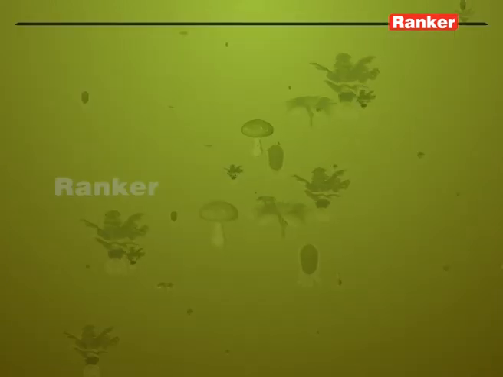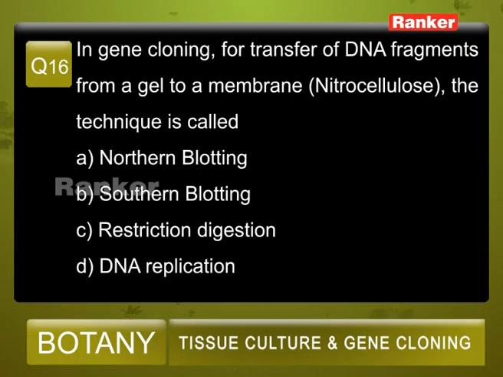Question number 16. In gene cloning, for transfer of DNA fragments from a gel to a membrane which is called nitrocellulose, the technique is A. Northern blotting, B. Southern blotting, C. Restriction digestion, D. DNA replication.